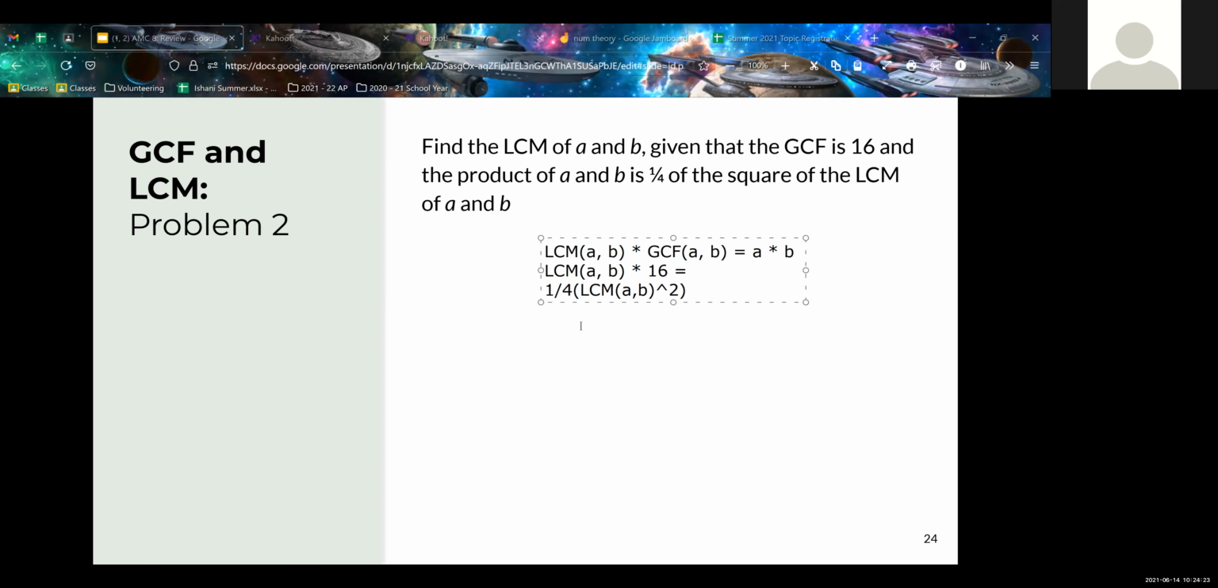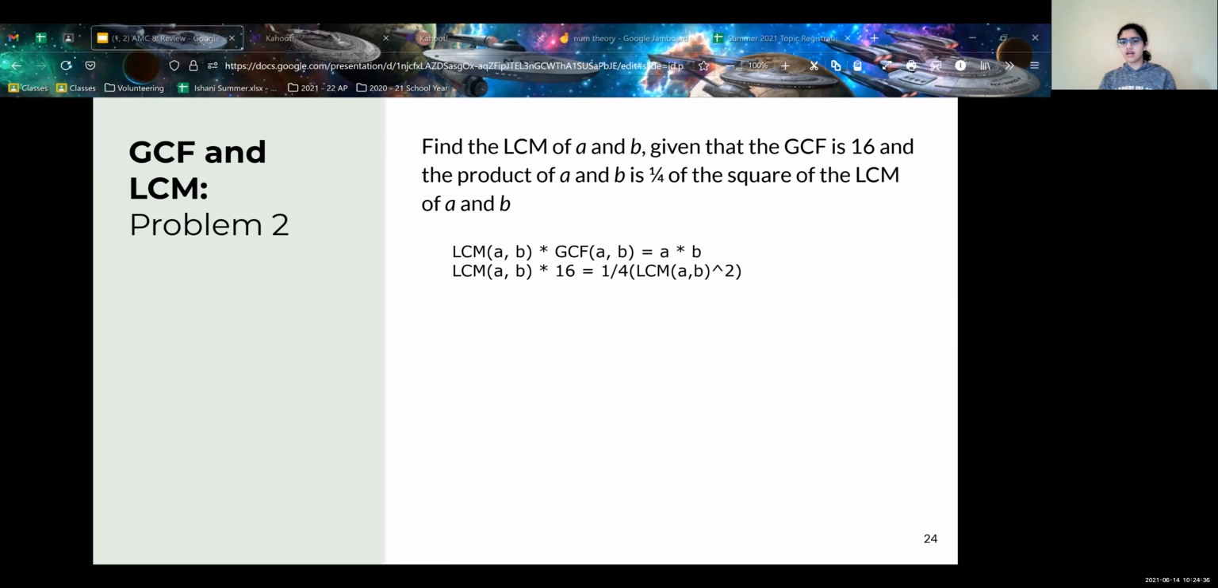Is the equation I wrote in the chat correct? Okay. Right, so your equation is correct, and that will work.